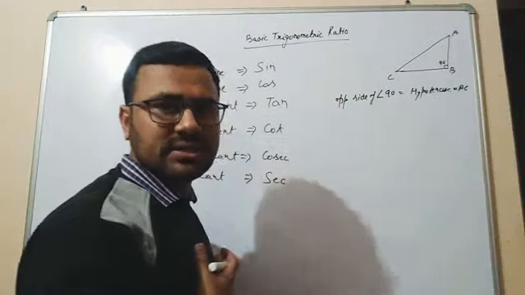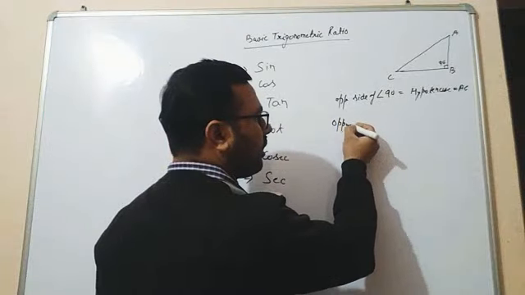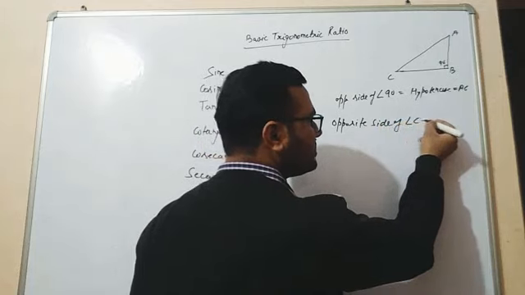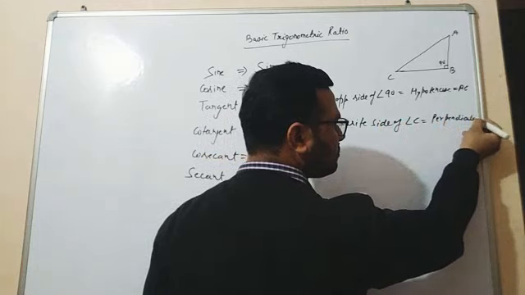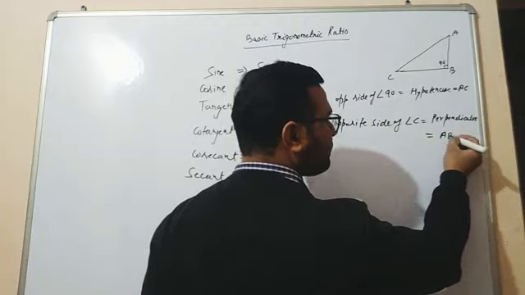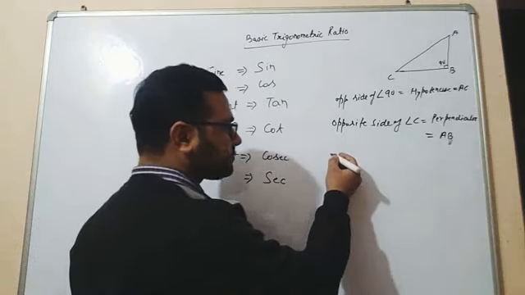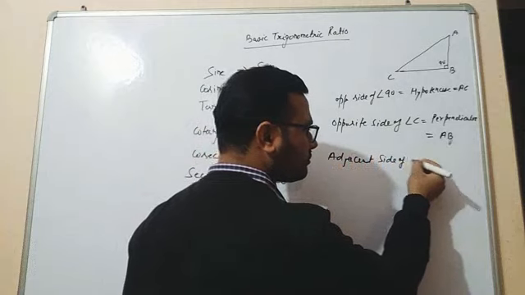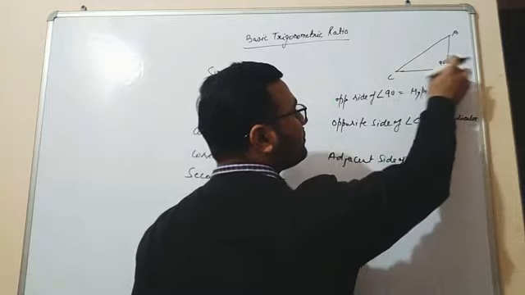If we take angle C, then what is the perpendicular and what is the base? Opposite side of angle C is the perpendicular, that is AB. And adjacent side of angle C is the base, that is BC.